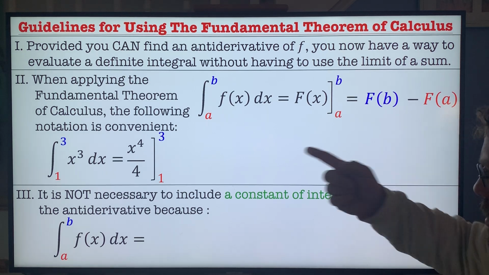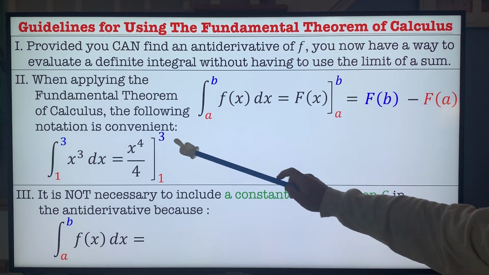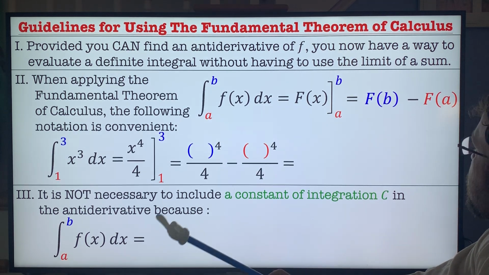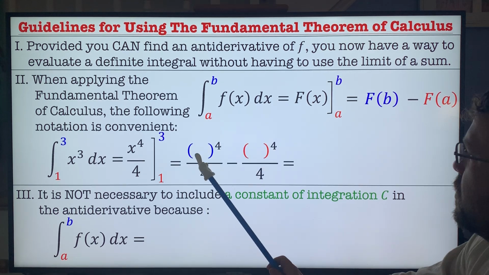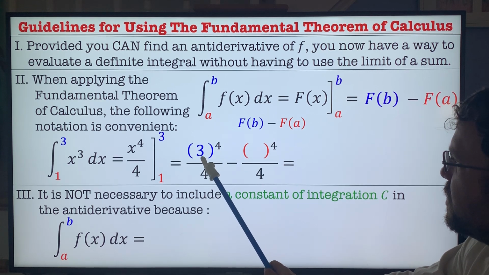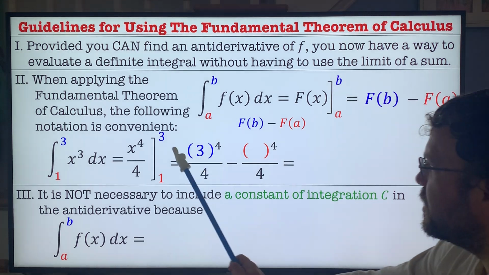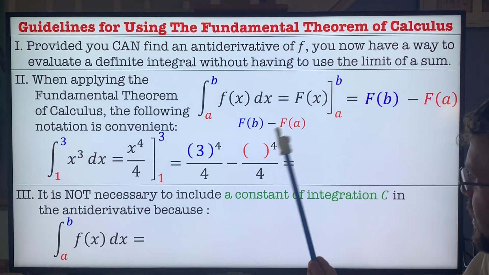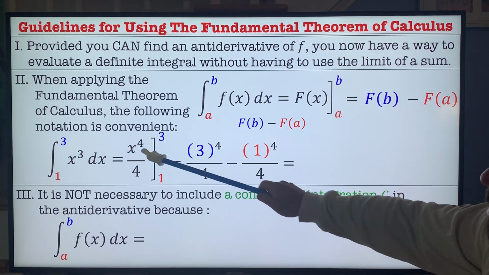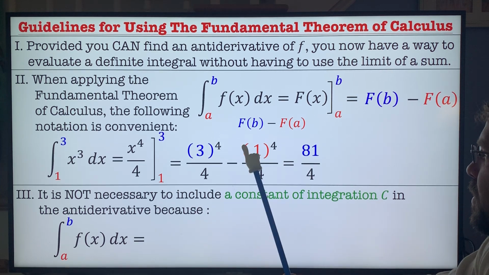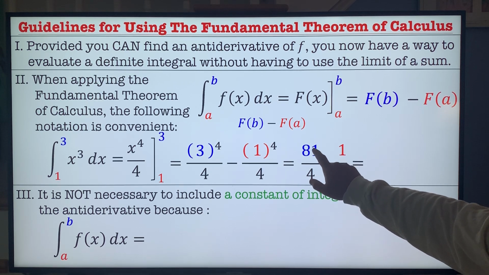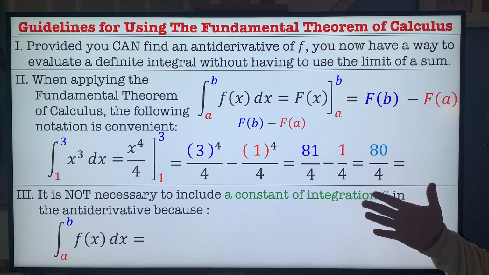What you do next is f of b: take your 3 and plug it in, so it's 3 to the 4th. Sorry, f of b minus f of a, that's what you've got going on right here. So your f of b is 3 to the 4th over 4, minus f of a, which is 1 to the 4th over 4. You're just plugging both numbers in and subtracting the 2. 81 over 4 minus 1/4. Since they have similar denominators, you just subtract the numerators. 81 minus 1 is 80, divided by 4. 20.